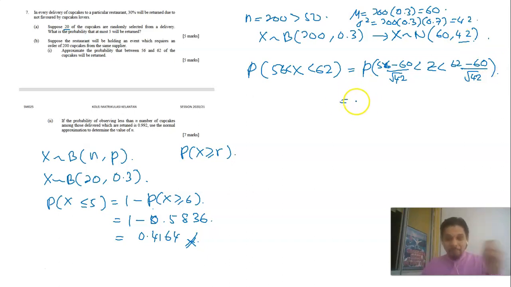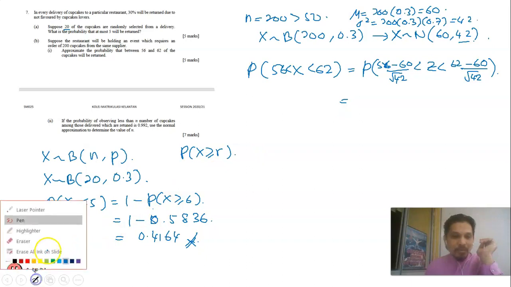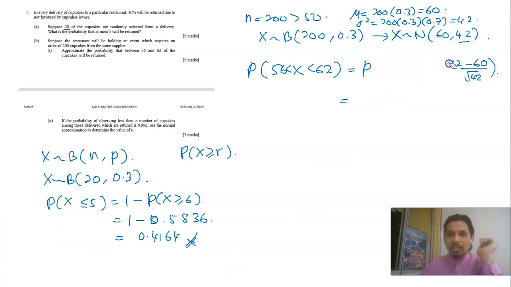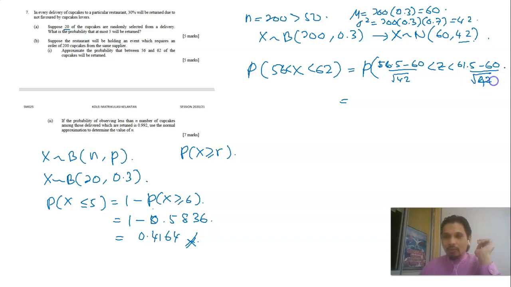Okay, so then this one will give you, oh yes, sorry, we should add something. I missed something here because it's from binomial to normal, so we need what we call the continuity correction. So for this one now, 56.5 minus 60 divided by square root of 42, and then also 61.5 minus 60 divided by the standard deviation, square root of 42.